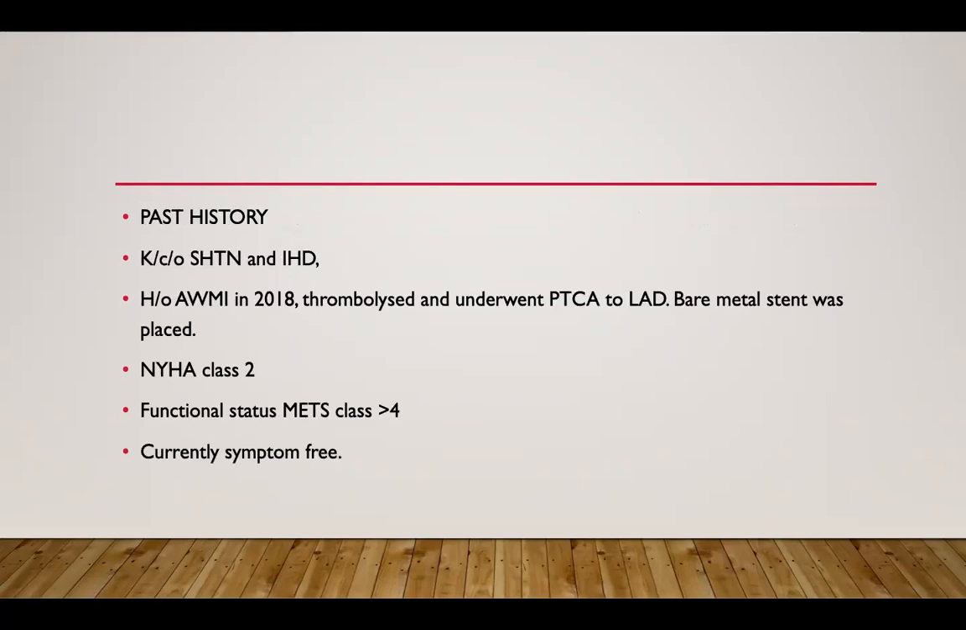Past history: the patient is a known case of hypertension and ischemic heart disease. He had an anterior wall MI in 2018, for which he was thrombolysed, and then subsequently underwent PTCA to LAD. A bare metal stent was placed. He belongs to NYHA class 2, functional status is METs more than 4, and currently he is symptom-free.